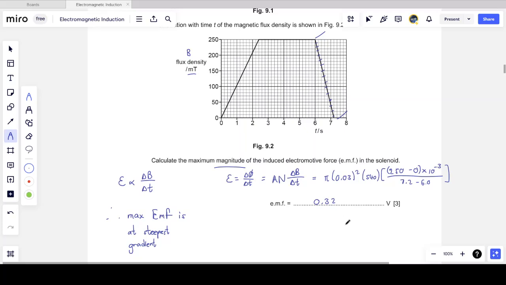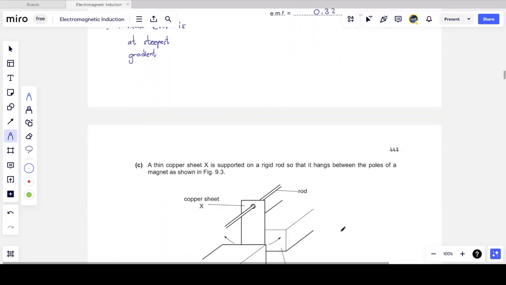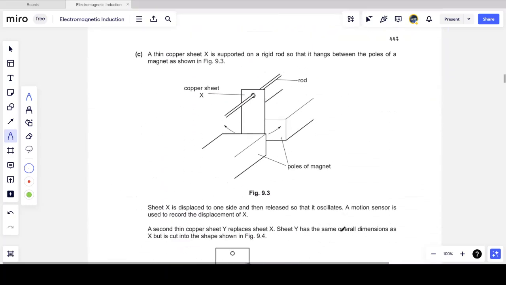And so the EMF is a constant 0.32 volts for the time in which the flux density is decreasing. Why is it a constant value over that 1.2 seconds? Because the gradient of this graph is constant. So we look at the gradient of the flux density versus time, and we can tell what the EMF is going to be. So this is a common trait. If you ever see a flux density versus time graph, you can use the gradient to find the EMF. A nifty little trick, but that just comes from the mathematics of it all.